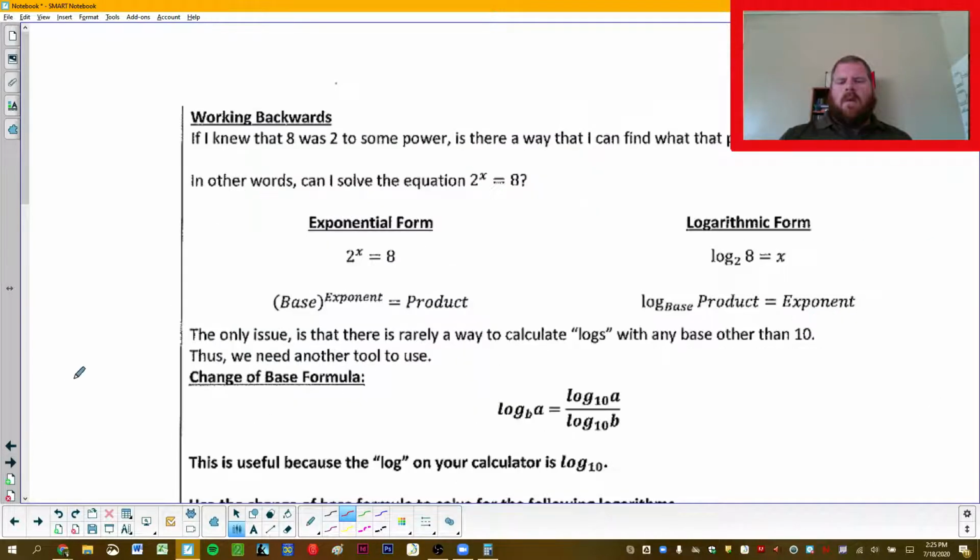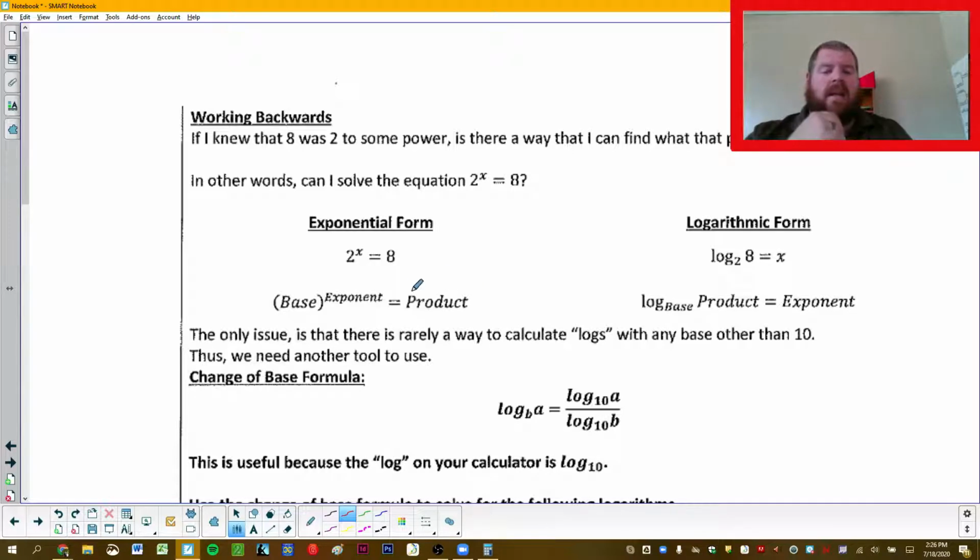All right, so let's take a look at working backwards a little bit here, and this is more from an algebra sense than a graphing sense. But let's say I knew that 8 was 2 to some power, or I wondered if it was. Is there a way that I can find out what that power would be? Or in other words, I want to try to solve this equation. 2 to some power is 8, and maybe you just know it off the top of your head. That's great, but I challenge you to think that I could probably give you a problem that you don't know what that x would be.